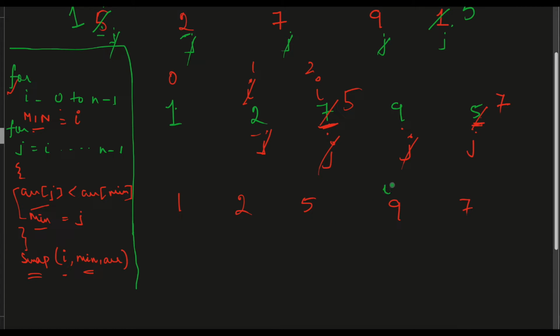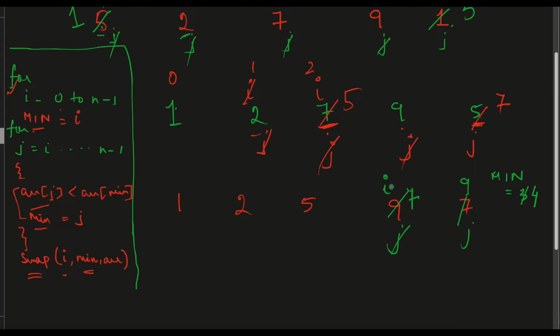So now i will start from here. So our min will be 3. So 9 and 9 compared, nothing happened. Now 7 and 9 compared, 7 is smaller than 9, so the value of min will again change to 4. So at the end of this loop, now 7 and 9 should be swapped. So 7 will be over here and 9 will be over here.